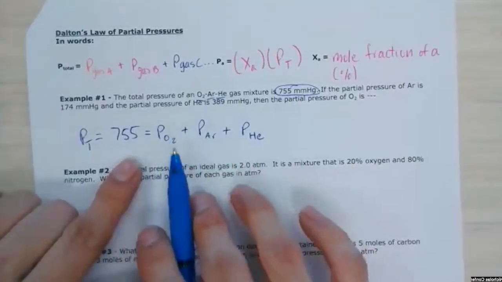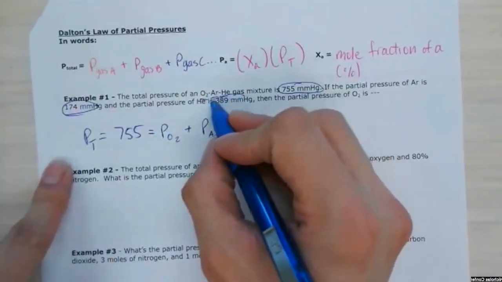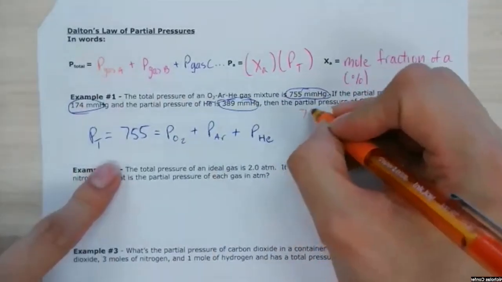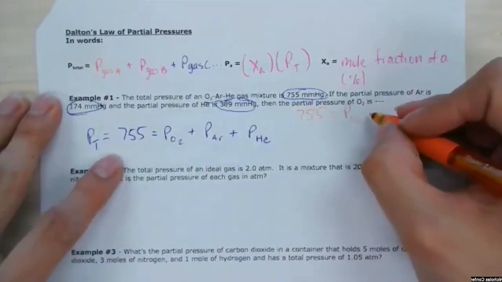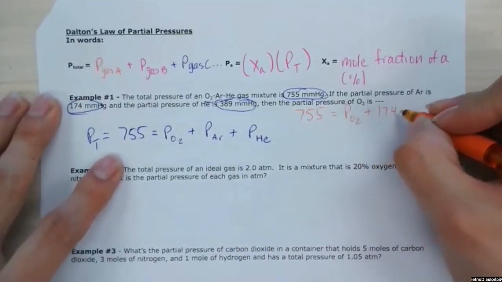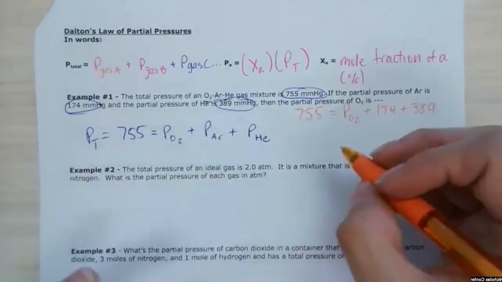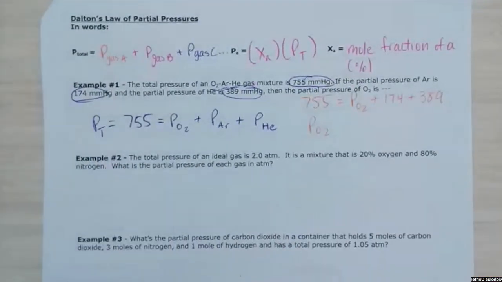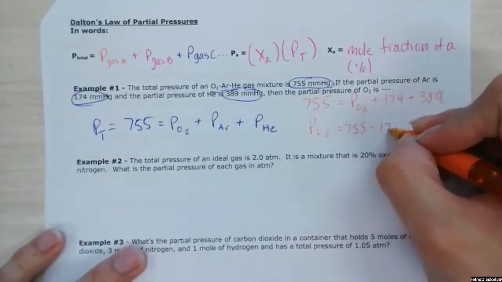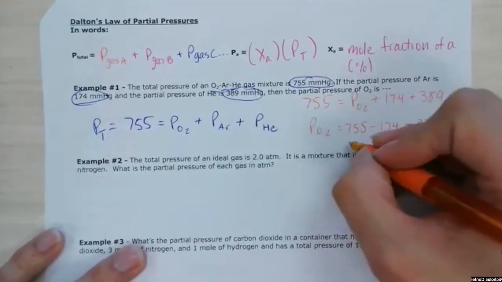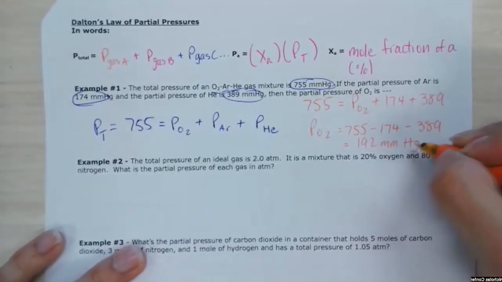So it is the partial pressure of O2 plus the partial pressure of argon plus the partial pressure of helium. So I'm thinking, okay, do I have any of these partial pressures? I have two of them. I have argon and I have helium. So let me go and plug those in. I'm looking for PO2. I have 174 and 389. And then I'm just going to use some algebra. I want to subtract both of these. So PO2 equals 755 minus 174 minus 389. So that would equal 192 millimeters of mercury.